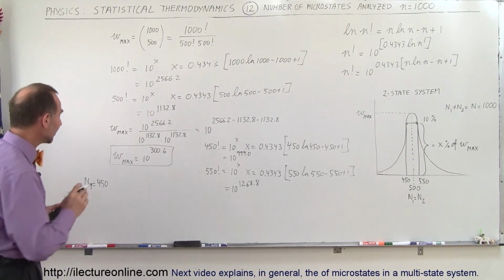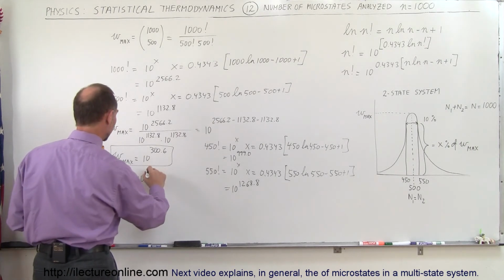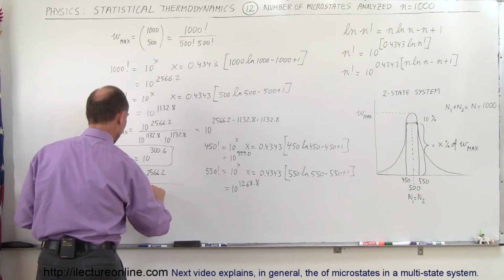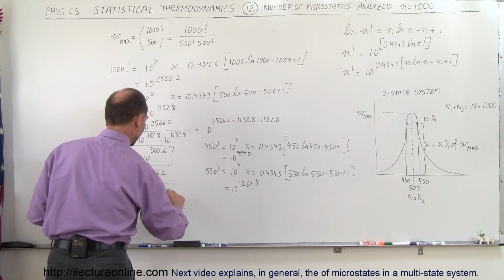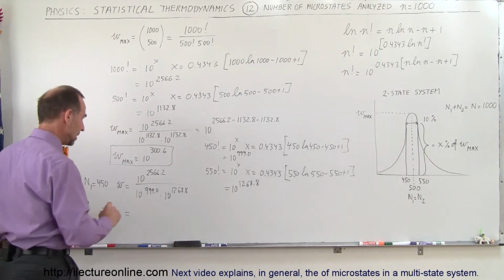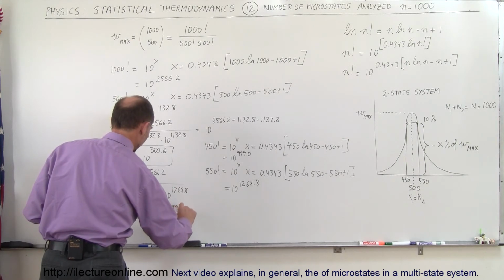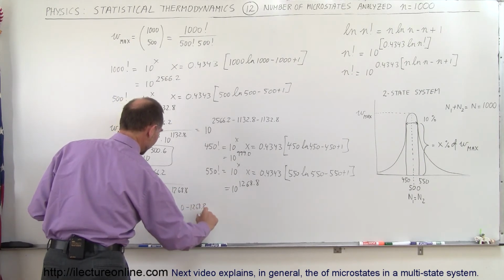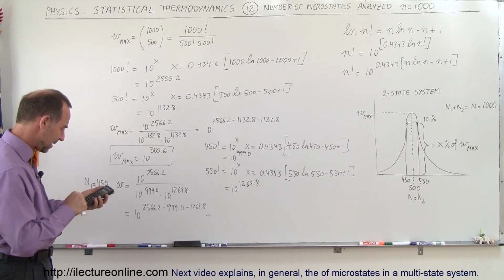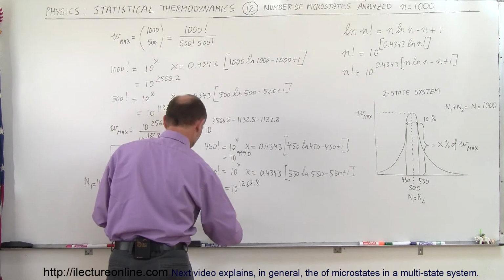All right. So N1 equals, let's say, 450, which is 10% away from 500. So what will be the number of microstates in that case? Well, the number of microstates will be equal to 10 raised to the 2,566.2 power, divided by 10 raised to the 999.0 power times 10 raised to the 1,268.8 power. And let's see what we get in that case. So this would be equal to 10 raised to the 2,566.2 minus 999.0 minus 1,268.8, and there we have 10 raised to the 298.4 power.